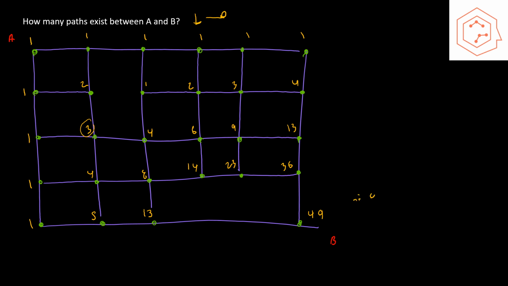Therefore, 49 paths from A to B, moving down and to the right only.